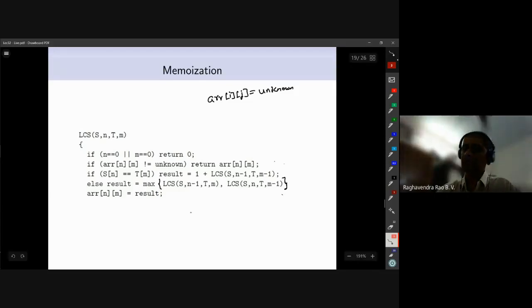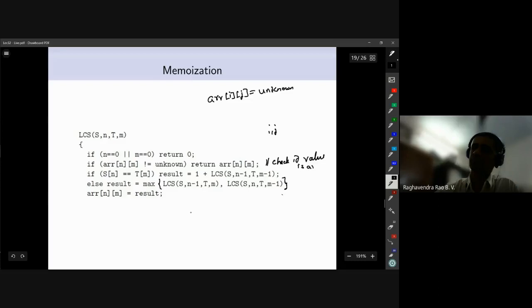So this ensures that, if any subsequence, say I'm looking at ij, once I have entered array ij as result, any other recursive call making a call to LCCS ij will use array ij. It will never make another recursive call. So that is this check. This part checks if the value is available. If so, use it.